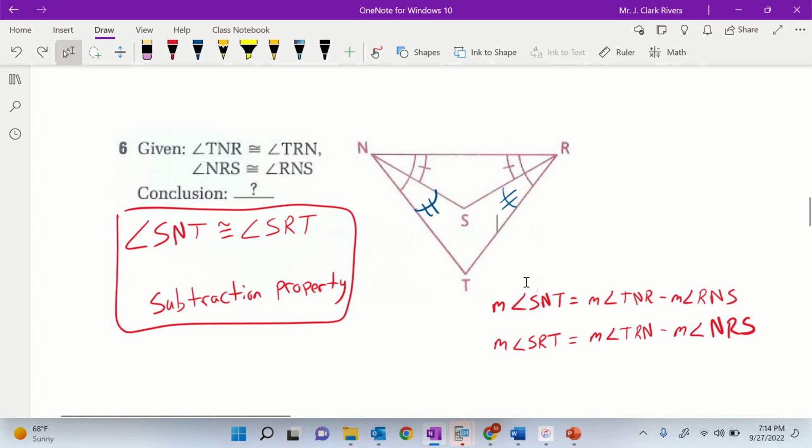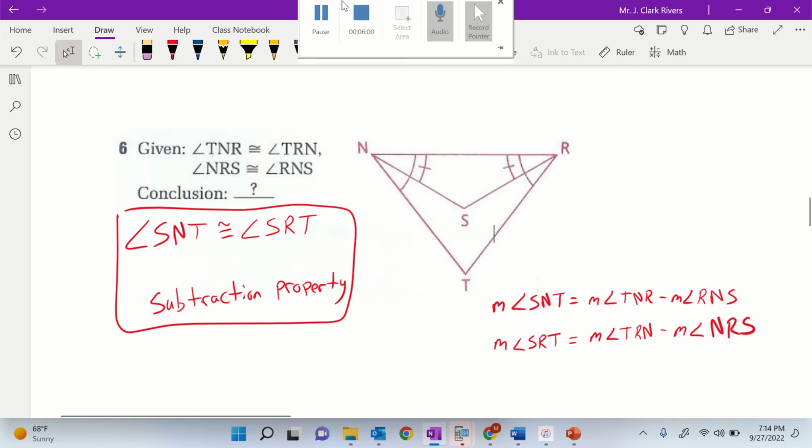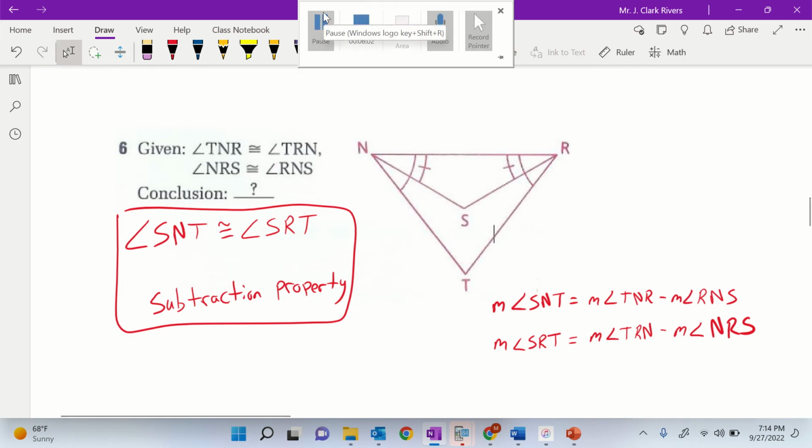Why is it not the division property? Well, nothing is bisected. Nothing is trisected. If nothing's bisected or trisected, we cannot use the division property, nor the multiplication property.